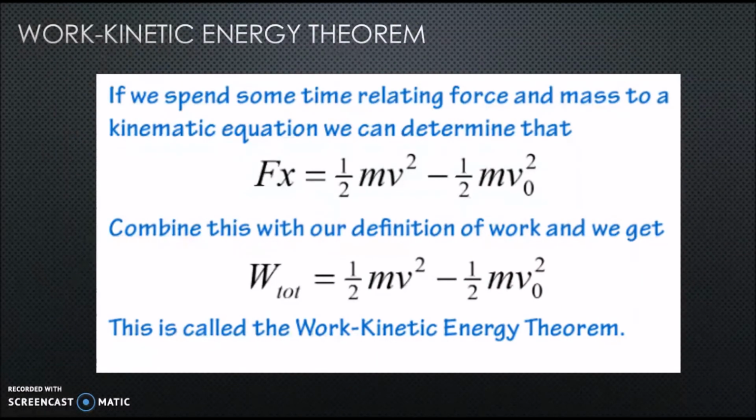All right, let's talk a little bit about the work kinetic energy theorem. So if we spend some time relating force and mass to the kinematic equation, we can determine that Fx equals 1/2 mv, mass times velocity squared, minus 1/2 mv of the second object squared. So we combine this with our definition of work, and we can get this formula below. So we have the work equals 1/2 mass velocity squared minus 1/2 mass velocity squared of the second object. This is actually called the work kinetic energy theorem.